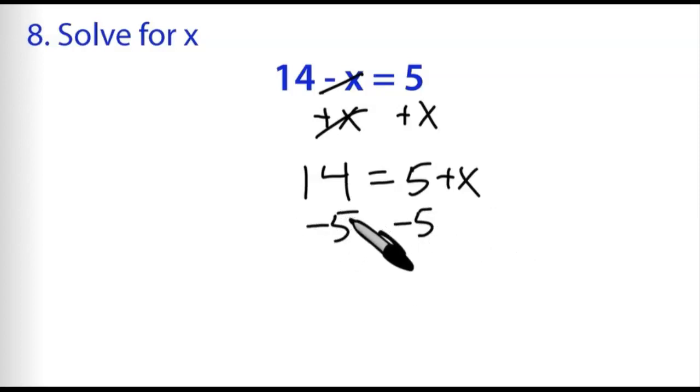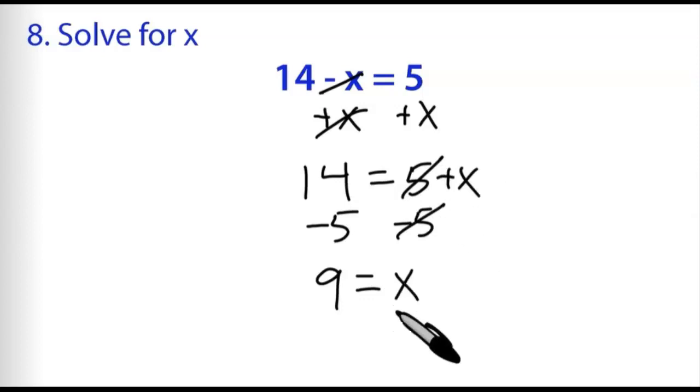And on this side, we have 14 minus 5, which is 9. And on this side, positive 5 and the minus 5 cancel out, leaving x. So we have 9 equals x, or x equals 9.